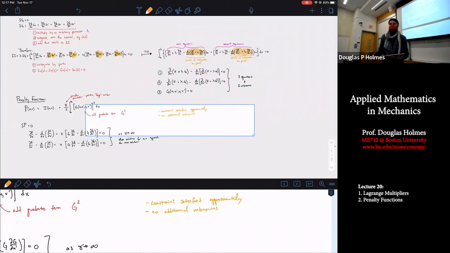Question. Is the penalty parameter sometimes called the regularization parameter? Have you heard that before? I've heard that term. I don't know. Good question. I will Google that.